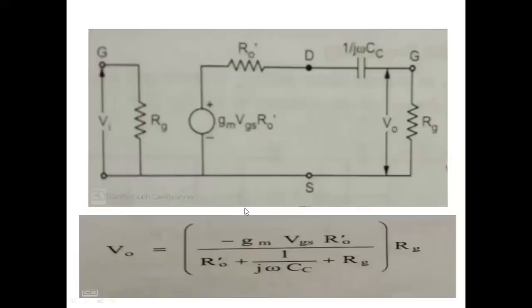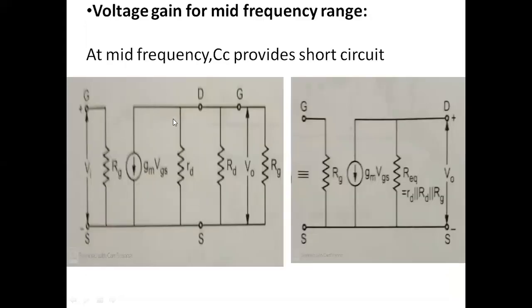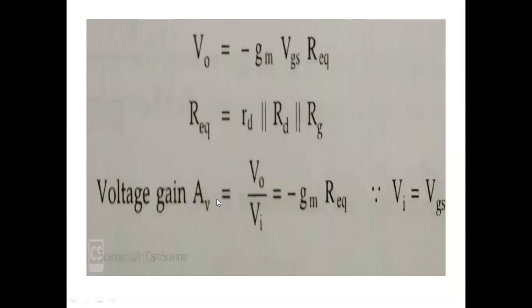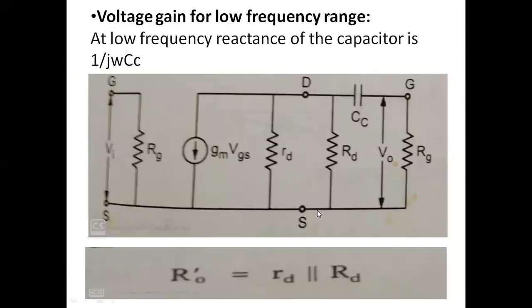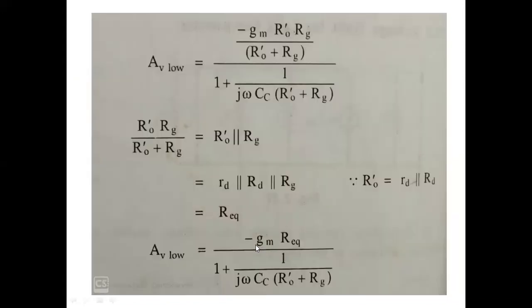What is the gain at mid frequencies? Already we found the value. That is A_V mid, the gain at mid frequency, equal to minus Gm R equivalent. So the mid frequency gain is minus Gm into R equivalent. In place of minus Gm into R equivalent, we can substitute A_V mid. So A_V low is equal to A_V mid by this value.